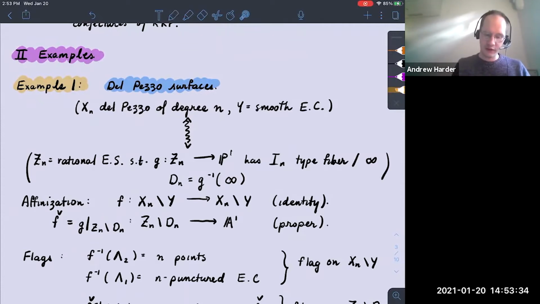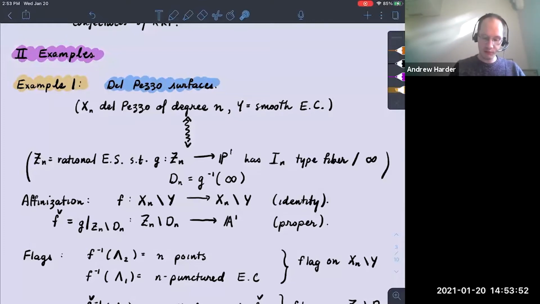Okay, so the first set of examples comes from del Pezzo surfaces. So I'll let X_n be a del Pezzo surface of degree n, and I'll let Y be a smooth elliptic curve inside of this del Pezzo surface. So this forms a log Calabi-Yau pair, and its mirror can be constructed fairly easily.